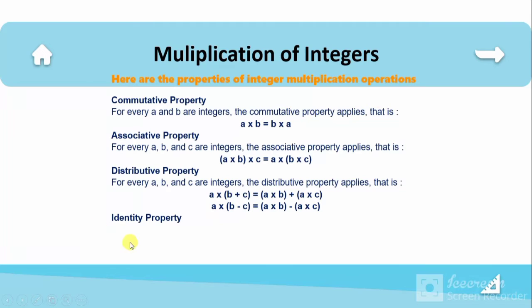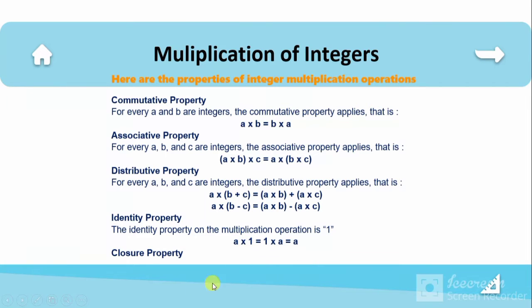And the fourth property is the identity property. The identity property on the multiplication operation is 1. a times 1 is equal to 1 times a is equal to a.